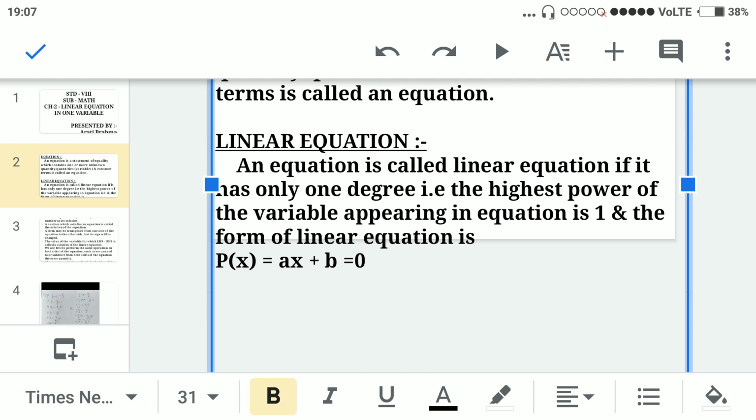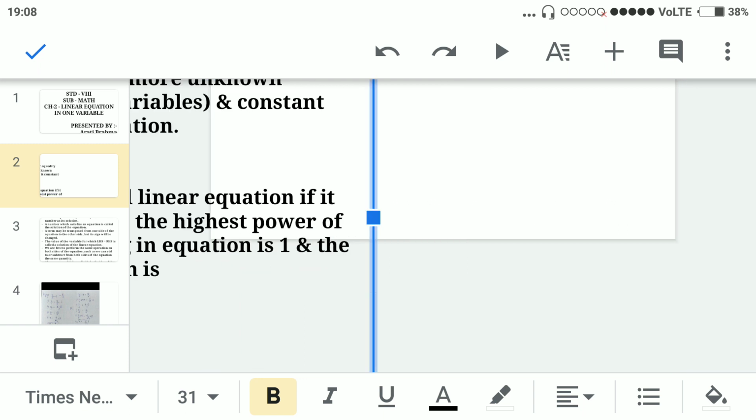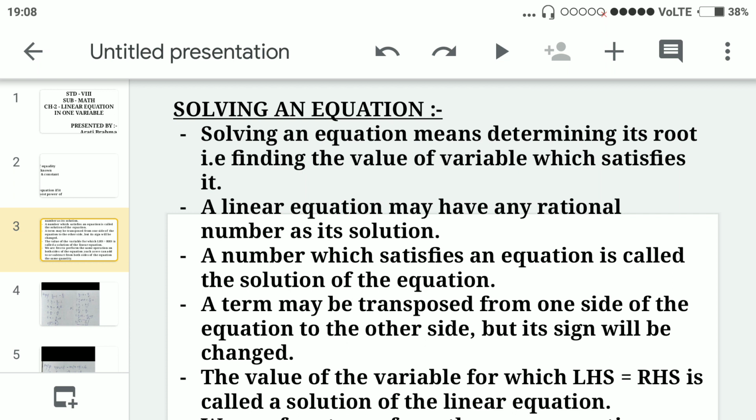So the general form is ax plus b. This p of x means a polynomial in x, that means here the variable is x, that's why it is denoted as p of x. So in ax plus b, a and b are the two constant terms and x is the variable here.